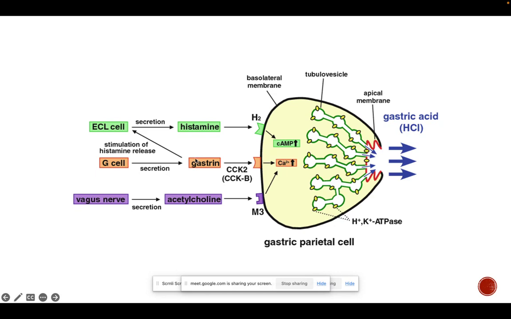Second pathway is that the gastrin will stimulate the ECL cell, which will secrete histamine, which will bind with the adenylate cyclase enzyme, which will convert the ATP to cyclic AMP, which will further increase the HCl secretion.